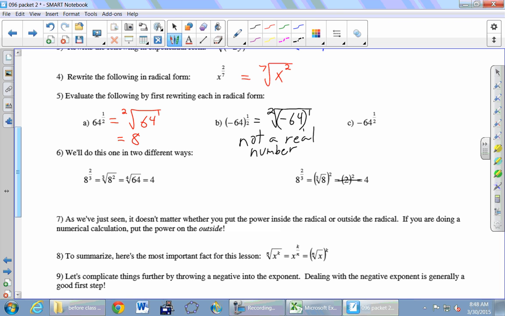This guy right here, negative 64 to the 1/2, this is really just making sure we're good on the order of operations. The question is, is that negative inside the radical or outside? Inside? Yeah, remember exponents are really weak and they don't reach very far. And so that 1/2 power is only applying to the 64. And so that 64 to the 1/2 we've already seen is this. And then that negative in the front is just hanging out waiting at the end of the day.